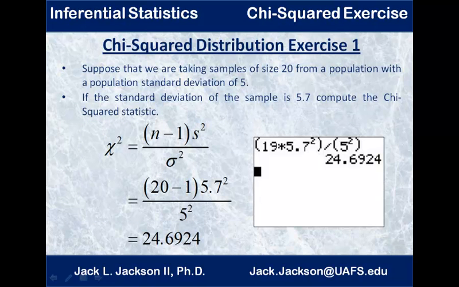So let's find this chi-squared test statistic. Remember, the chi-square statistic is n minus 1 times s squared over sigma squared. Well, we've got all these numbers, so we'll plug them in. 20 minus 1 is 19, so that's 19 degrees of freedom. I can do 20 minus 1 in my head, so that's 19 here. S is 5.7, and sigma is 5. So here it is on the calculator, parentheses, 19 times 5.7 squared, close parentheses, divided by 5 squared, and I get 24.6924. And so that is our chi-square statistic.